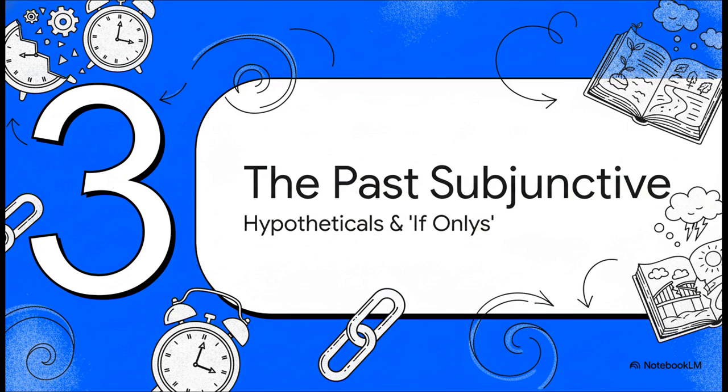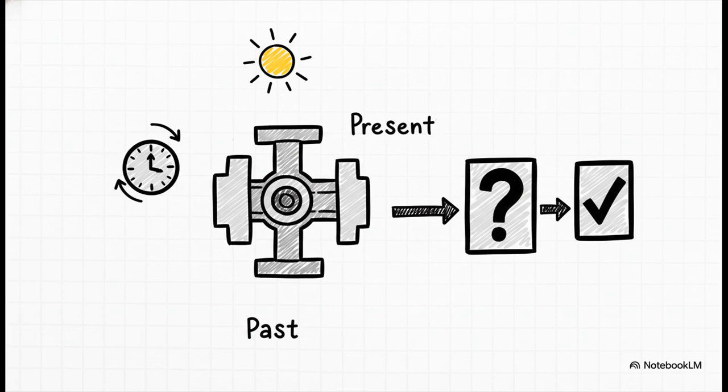Okay, we've got the present handled, so let's hop in our time machine and head to the past. The past subjunctive is where things get really interesting, because this is where you can start talking about complex stuff. Hypotheticals, regrets, all those if-only moments. The first tool we have for the past is called the imperfect subjunctive. Its main job, really, is to build the first half of an if-then sentence. Think of it as the engine for all your hypothetical situations.